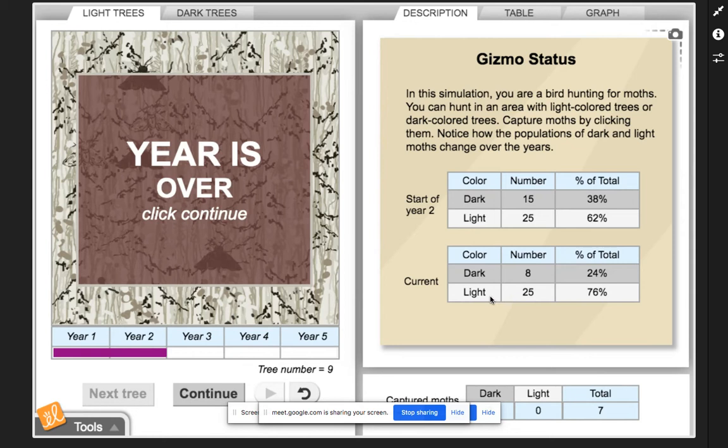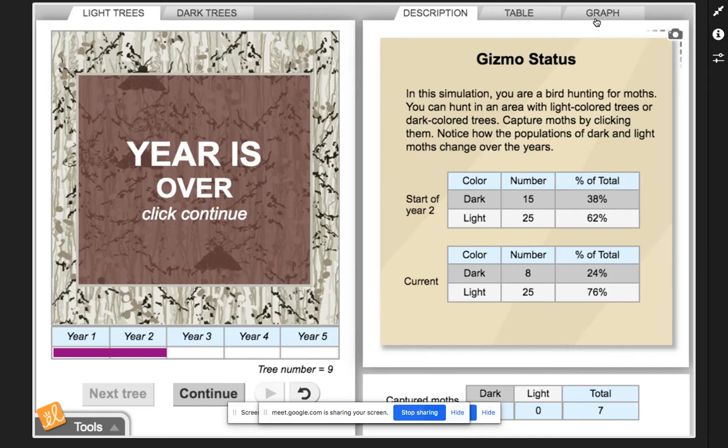So this was only over 2 years, but this happened over several years. We had a change in the population, where the vast majority of the population is now light colored. This is what we call microevolution, just a small change within a population.